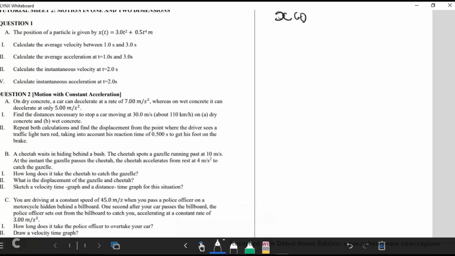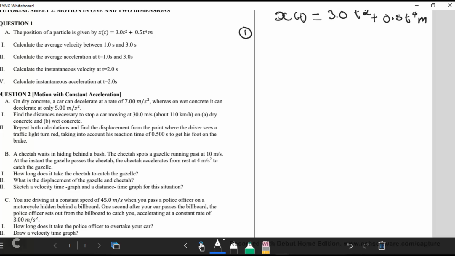x(t) is equal to 3.0 t squared plus 0.5 t to the power 4 meters, like that. So here the first question is asking us to calculate the average velocity between 1 second and 3 seconds. So they're saying between 1 second and 3 seconds.